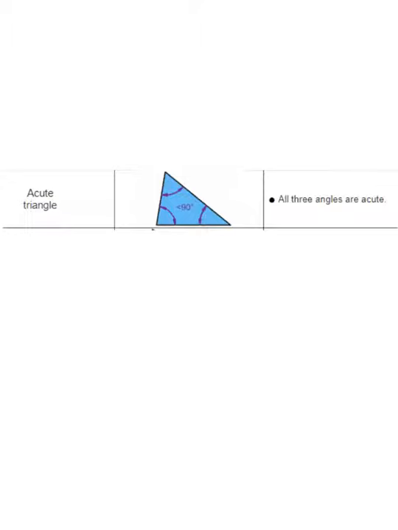Alright, this is an acute triangle. An acute triangle means all three angles are acute. So all three angles are less than 90. Okay? They don't have to be the same. They can all be the same. They could be different. But they're all less than 90.